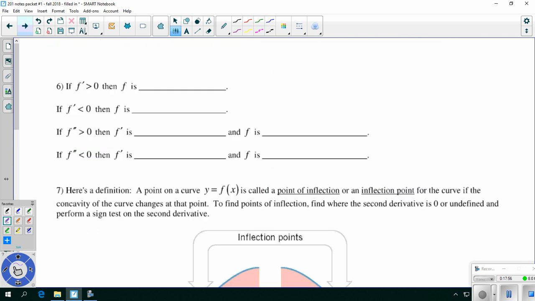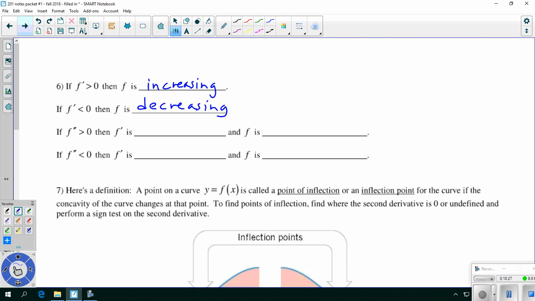Okay, on the next page is our summary. And number 1, or the first sentence here, if f prime is positive, then f is... Our choices are increasing and decreasing. Which word goes in the blank there? Maybe pause the video, give yourself a moment to think about it. If f prime is positive, then f is increasing. So this is an old statement, nothing new here. And if f prime is negative, then f is decreasing.